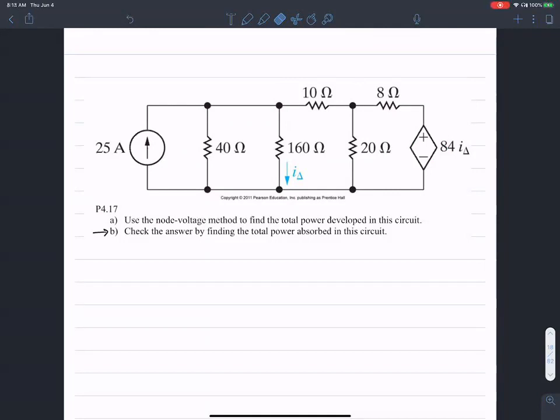So the first step is to use node voltage method to find all the node voltages and branch currents.